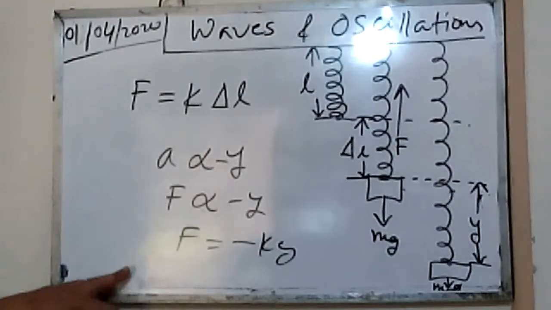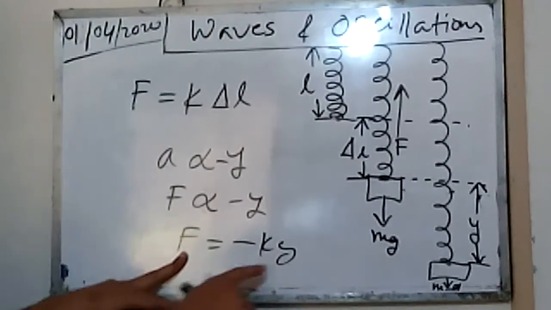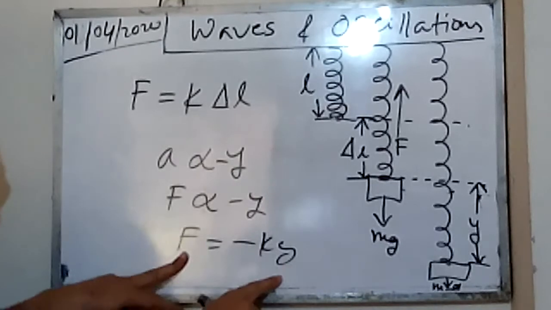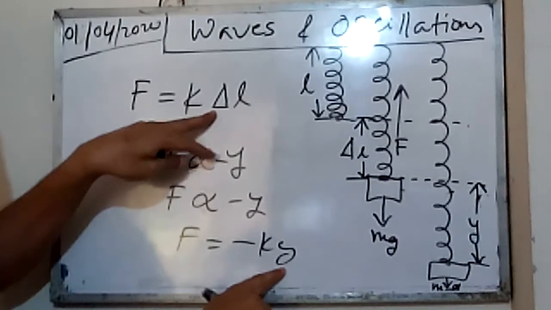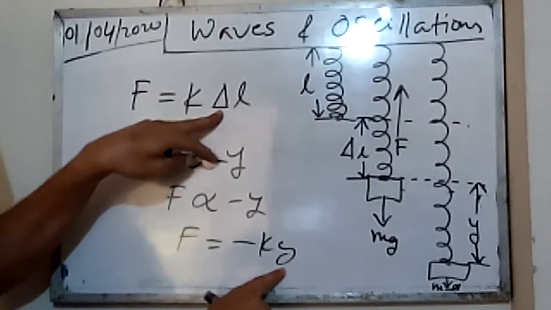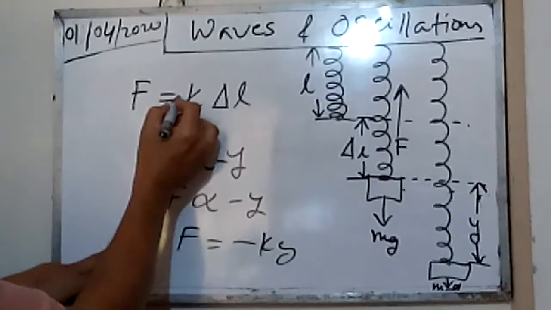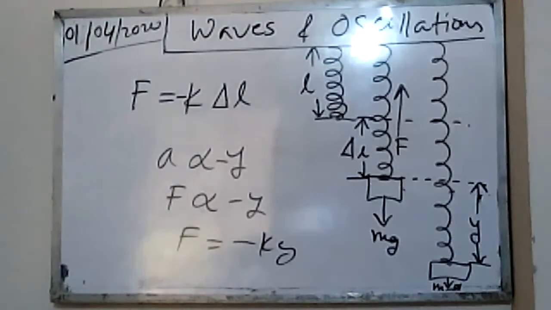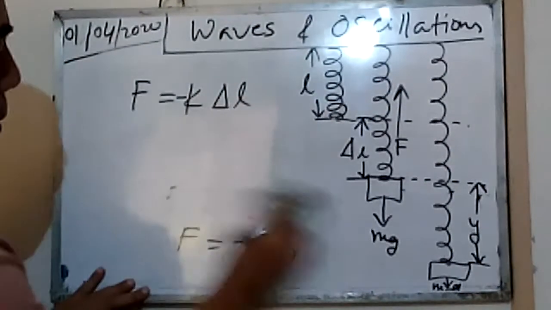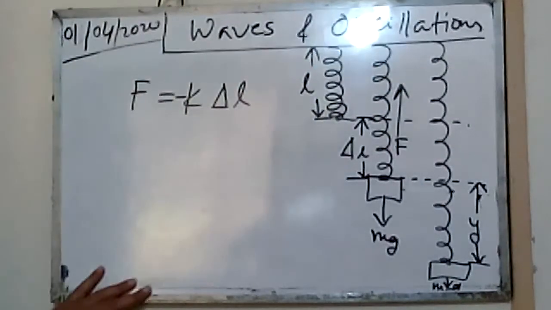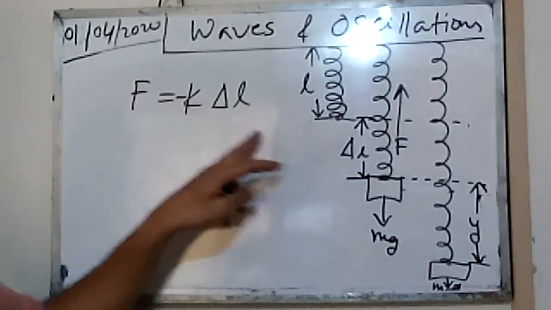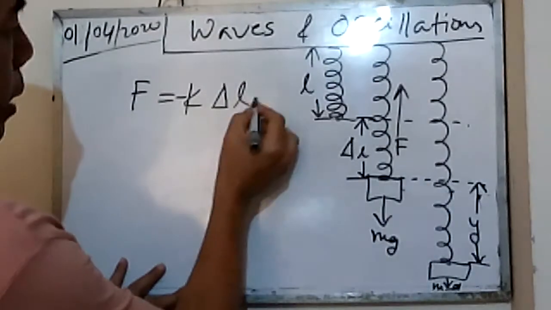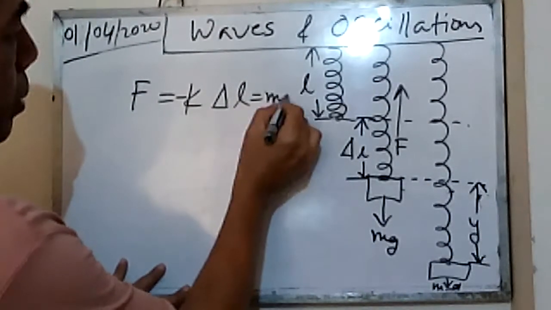Similarly, here Y is the displacement. Here del L is the displacement. Then instead of Y we can write del L, and this is K, and you can put the minus sign. F equal to K del L, and this K del L must be equal to mg.